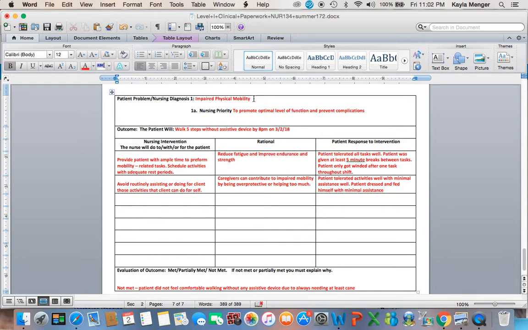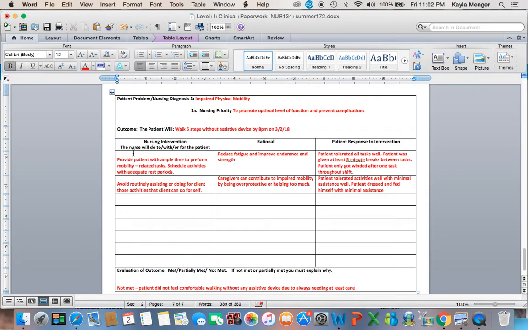If you flip over, there's a total of 4 nursing priorities that you can pick from. So I chose the promoting optimal level of function and preventing complications. Underneath that nursing priority, there are several bullet points. So basically, on this part, the intervention and the rationale, that's going to come directly from your book. So just copy and paste it.